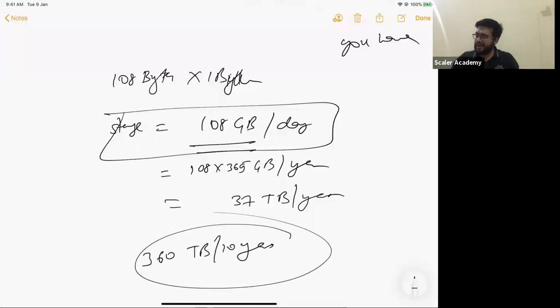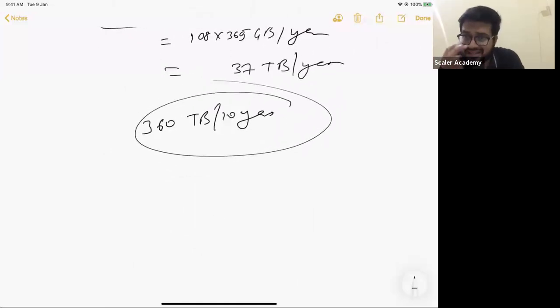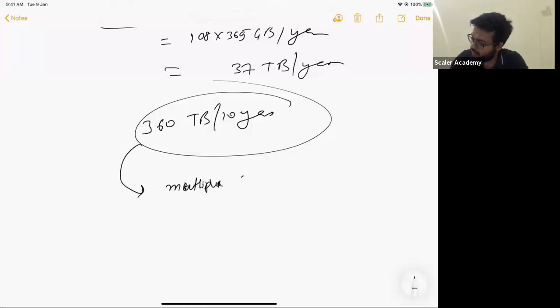Cool. The moment you realize that you should have 360 TB of storage, does one thing become crystal clear to you? That only a single DB machine will not work. Does that make sense? Just because you see 360 TB over 10 years, now you should tell your interviewer that based on this estimation, I am pretty sure that I require multiple DB machines.